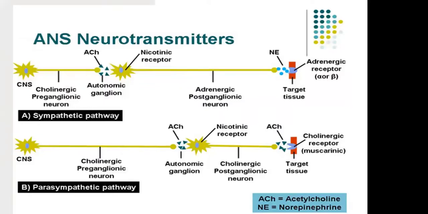Okay, so I spoke about the neurotransmitters. There are three main neurotransmitters involved for successful communication within the autonomic nervous system. The first one is acetylcholine, epinephrine is the second, and the third is norepinephrine.